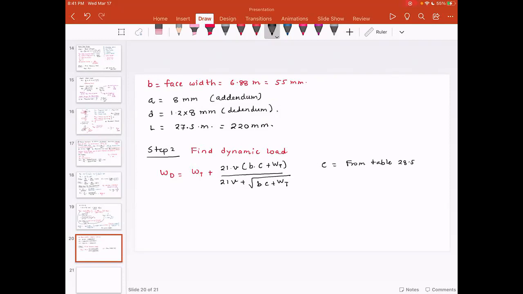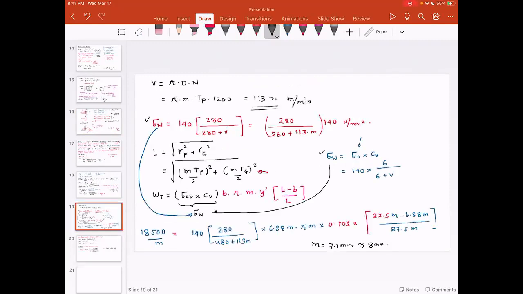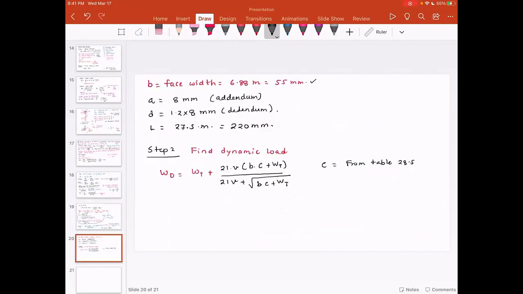Once you find the value of WT, B, the face width, is already known, and the value of V is already known. Please note the velocity is given as 113 times module, V equals 3 times module. But please notice that this velocity has to be in meters per second. Make sure that this velocity is in meters per second.